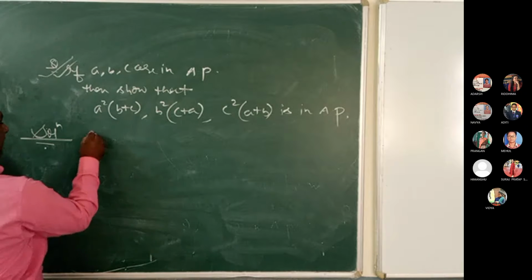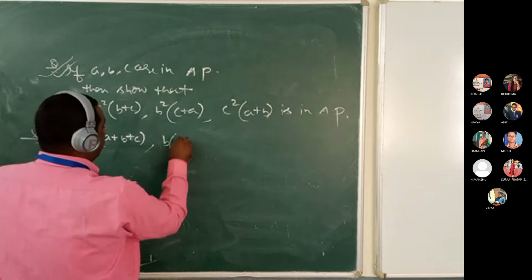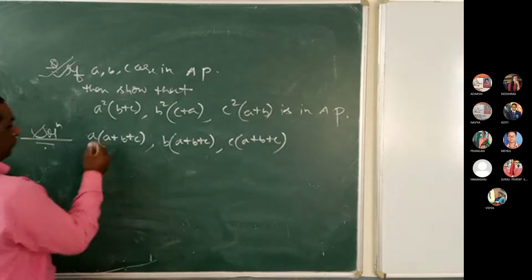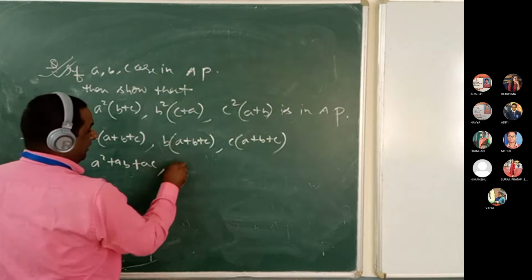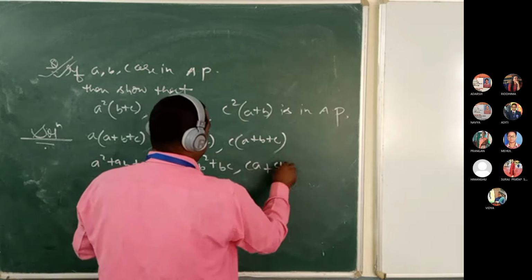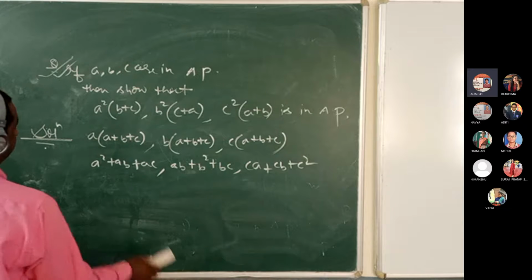If you multiply it by A plus B plus C, then the things happen in this way. So we are getting A square plus AB plus AC. Then AB plus B square plus BC. After that, how can we proceed? Not possible to proceed in this manner.